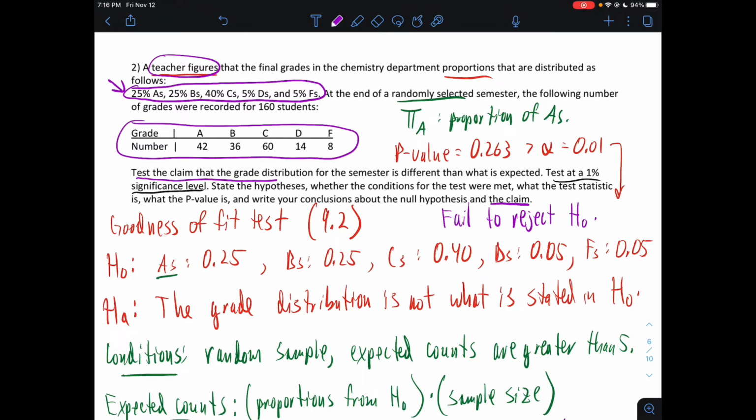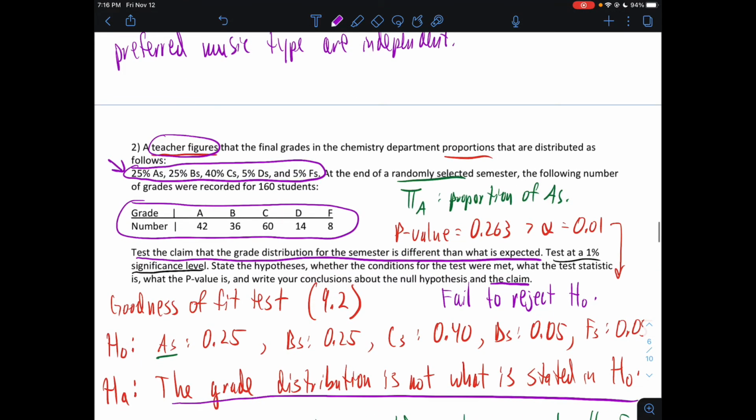But down here we've got this first sentence. Gives us a little bit better way to explain this. Test the claim that the grade distribution for this semester is different than what is expected. That would be the alternative hypothesis. If we fail to reject the null hypothesis, that means we fail to support the alternative hypothesis. So our conclusion about the claim, I'm just going to write above here for number 2.